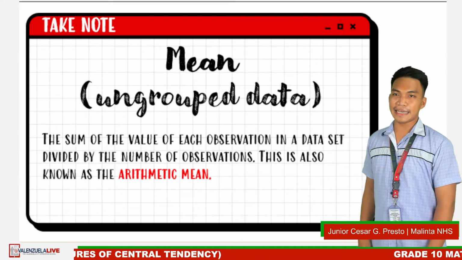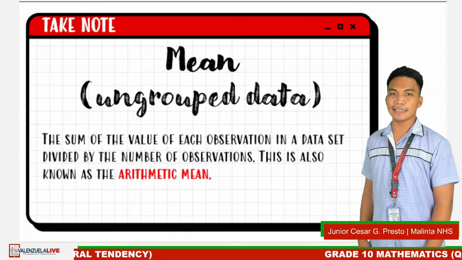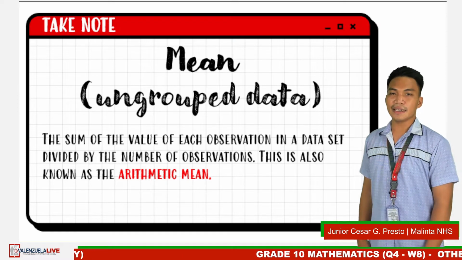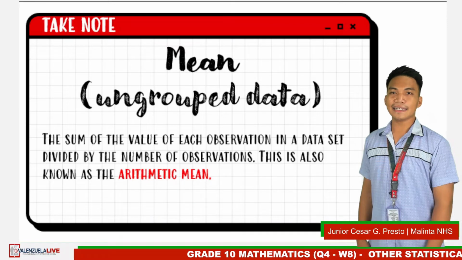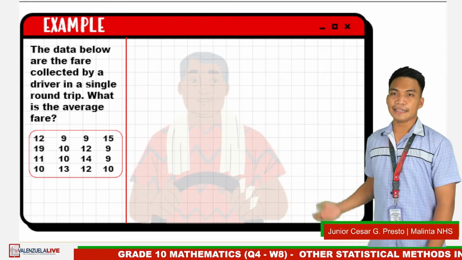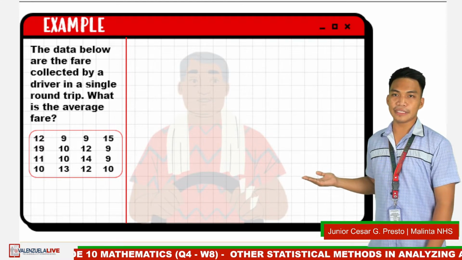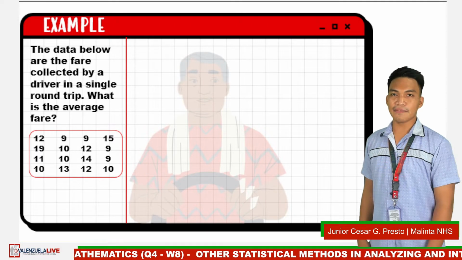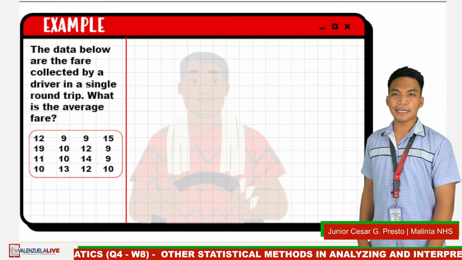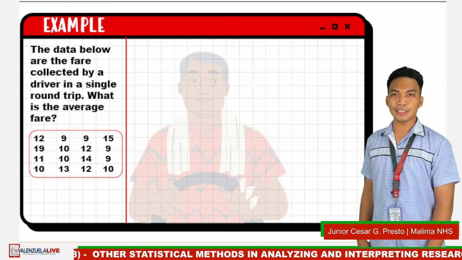Mean for ungrouped data. The sum of the value of each observation in a data set divided by the number of observations. This is also known as the arithmetic mean. Let us try an example. The data below are the fare collected by a driver in a single round trip. What is the average fare? Based on the definition earlier, what do you think is the formula that we can use?